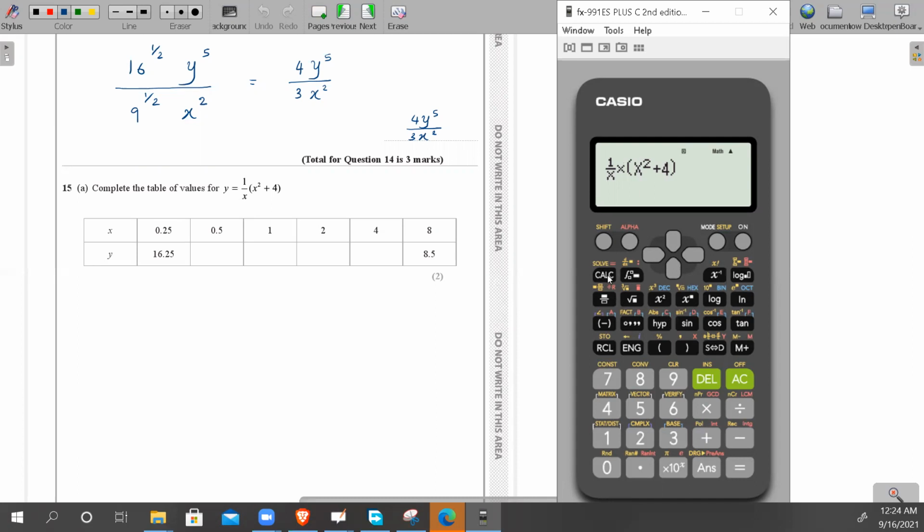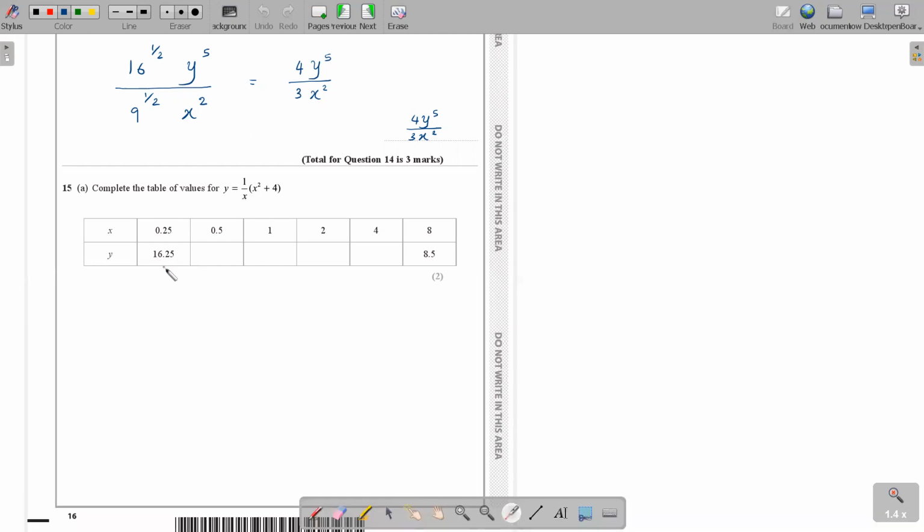The calculator can put the values in for you. You give the calc option, and give the x value. The first x value is 0.25, and I get 65 over 4, which is 16.25. Can you see? So you can check whether your calculator gives you the correct answer also. See? We got 16.25.